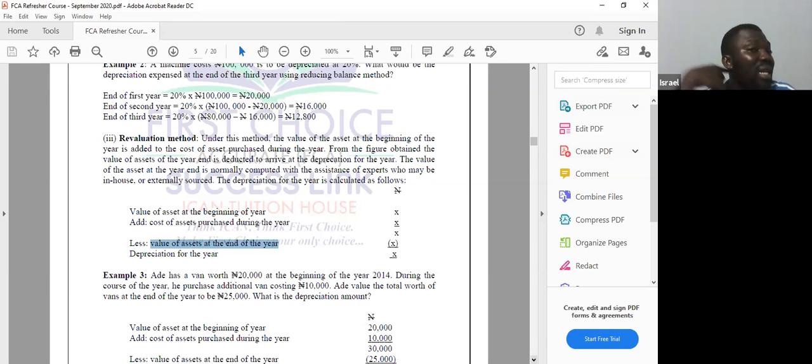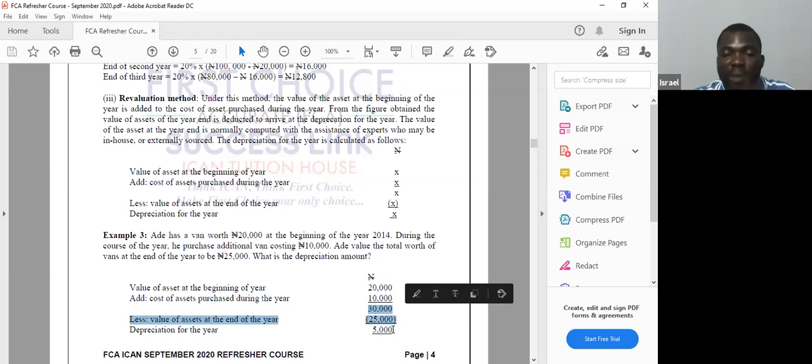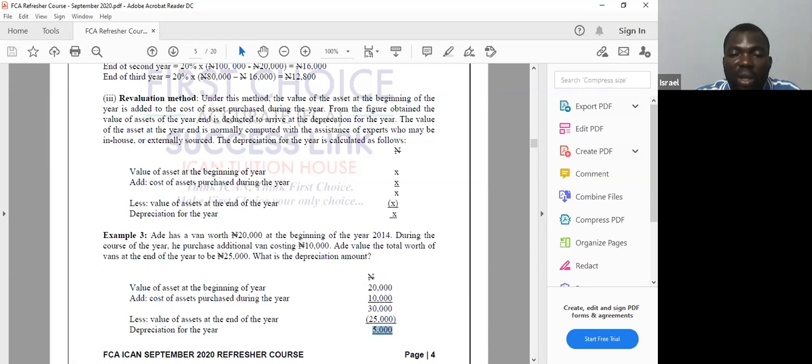So at the end of the year, you look at the worth of this van altogether. The worth of the van is now 25,000. But remember, at the beginning of the year, the worth of the van was 20,000. He added 10,000 during the year, making it 30,000. But at the end of the year, you carry out a valuation. Now notice that 30,000 is overstated. It's actually 25,000. This difference is the revaluation or the depreciation for the year. Can you see, using the revaluation method, 30,000 minus 25,000 gives us 5,000. That 5,000 is the depreciation for the year.